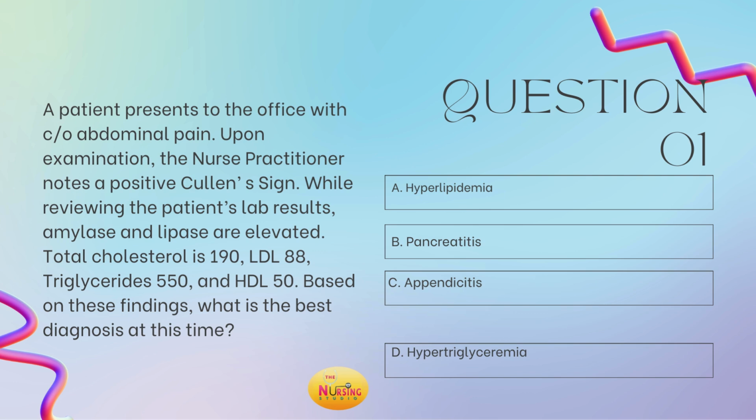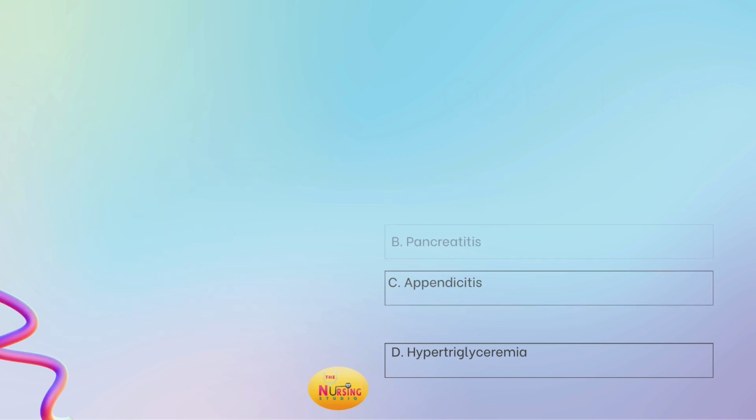So with this, if you didn't know anything else, just looking at the triglycerides being greater than 500 should start to make you think about pancreatitis. So your best answer is B, pancreatitis. A positive Cullen sign is indicative of pancreatitis. The amylase and lipase being elevated, and the abdominal pain, this is all classic presentation for pancreatitis.